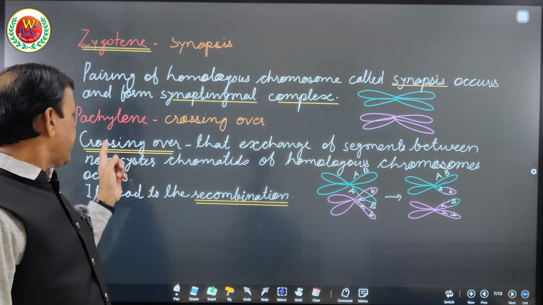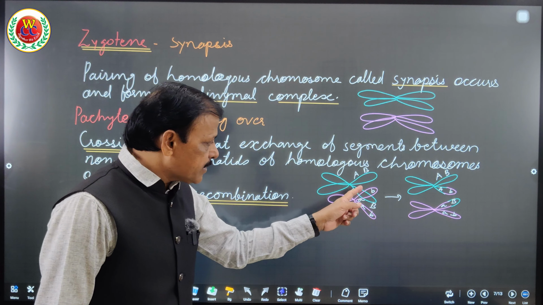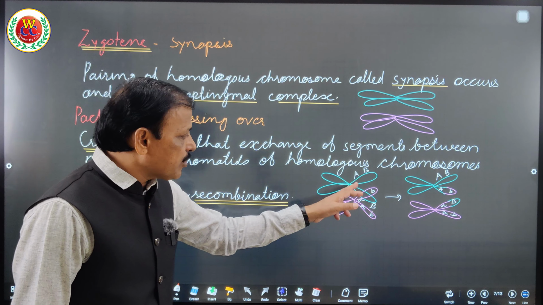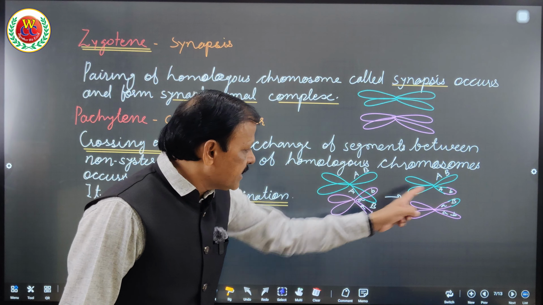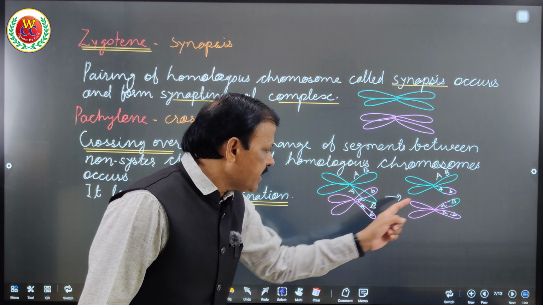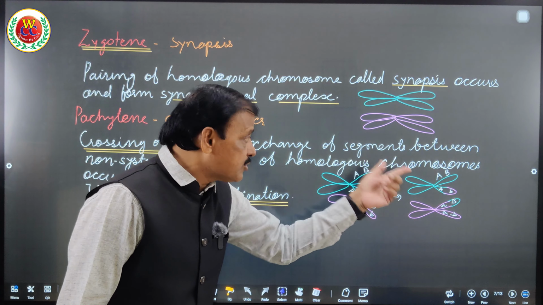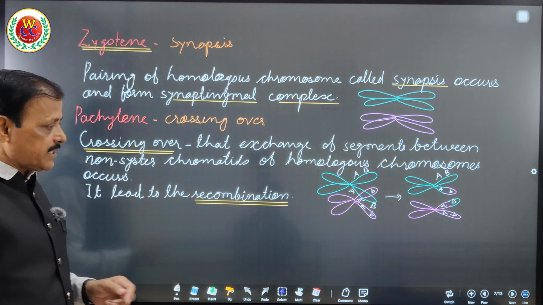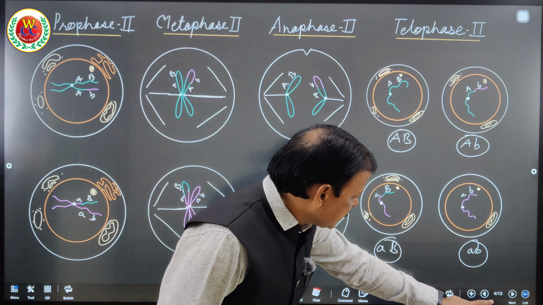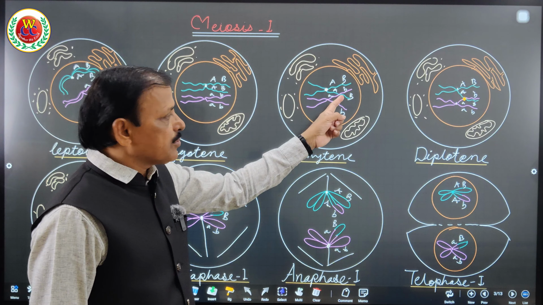This is pairing of chromosomes. Next is pachytene, where crossing over occurs. What is crossing over? Exchange of segments between non-sister chromatids of homologous chromosomes. And here it is clearly seen how segments are exchanged. With capital A, small b has gone. With small a, capital B has come, and that is the new combination. That is called recombination, which occurs during the pachytene stage. See in the diagram how the pachytene stage is shown. See here, pachytene stage, crossing over occurs.